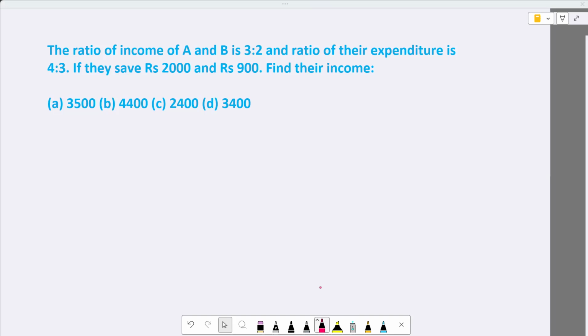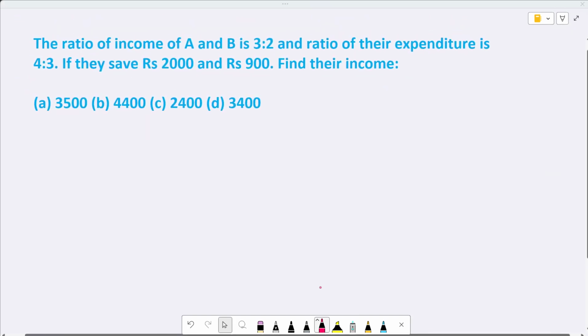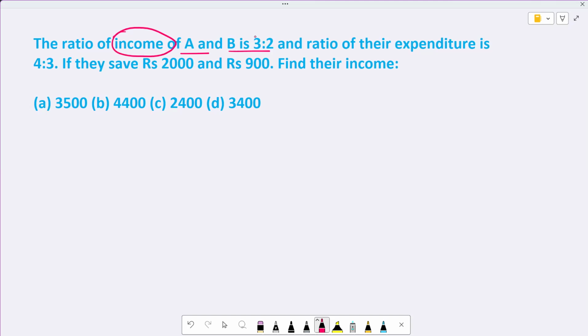So in this video, we'll be continuing with the ratio questions. And the first question for today is: the ratio of income of A and B is 3:2. As you can see, this question and the upcoming question will be related to income itself. So the ratio of income of A and B is 3:2 and the ratio of their expenditure is 4:3. If they save 2,900 respectively, find their income.